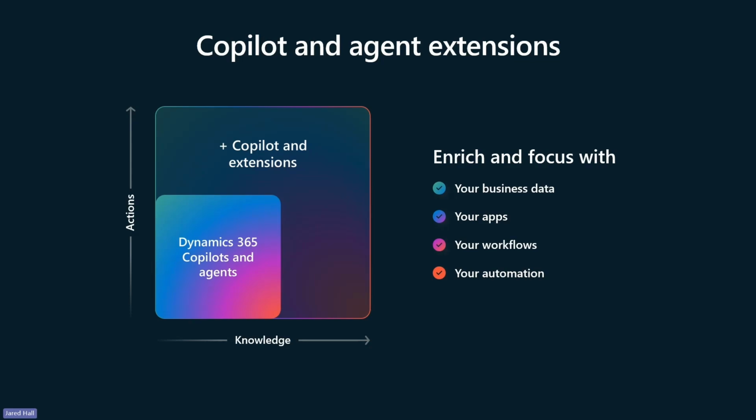But we know that Microsoft isn't going to be building all of the experiences that are needed for your organization. There need to be tools available for you in your environments to be able to build out additional experiences and really rapidly grow the number of AI agentic experiences that can be tailored to the specific needs of your organization. So these are the copilots and the extensions to your agents and copilots that are focused on your business data, your apps, your workflows, your automations, the things that are specific to your organizations, because every organization is different.